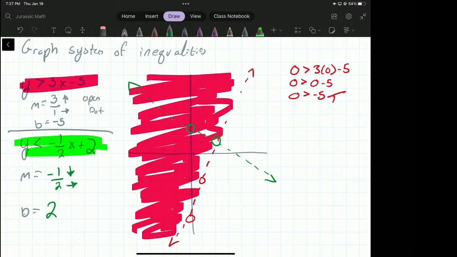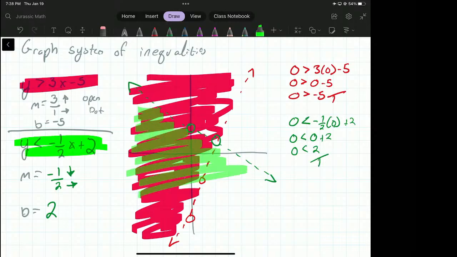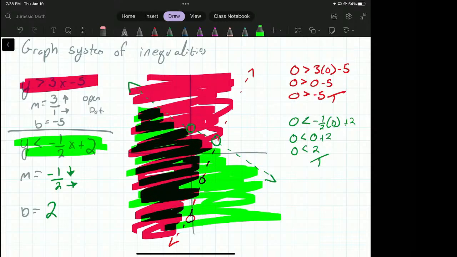I have to pick a point that's not on that line. Once again, 0, 0. It's so nice and friendly. I'm going to plug 0, 0 in. So is 0 less than negative 1/2 times 0 plus 2? Negative 1/2 times 0 is 0. And 0 plus 2 is 2. Is 0 less than 2? That's a true statement. So that means for this green one, I'm going to color everything below this line.